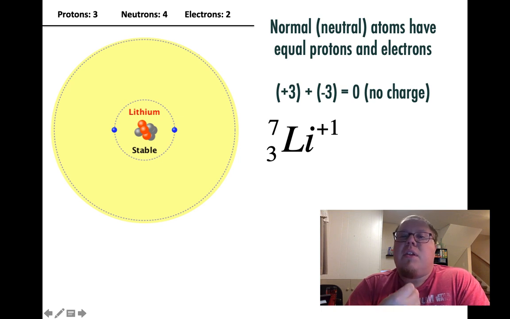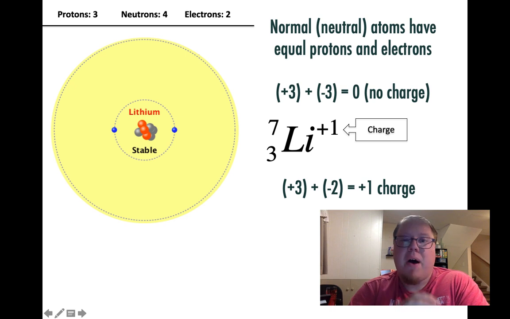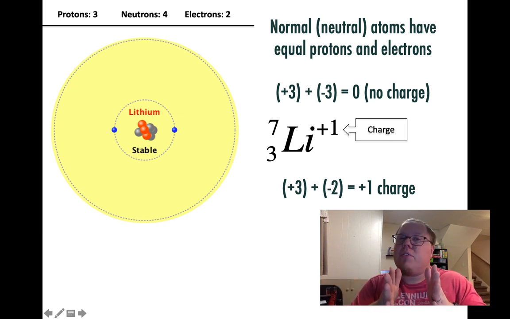In this case, it'd be lithium, and it would have a +1 charge. Why +1? Because we have 3 protons and 2 electrons, so a +3 and a -2. +3 and -2, add them together, you get +1 left over. It's the difference between them that gives you the charge.